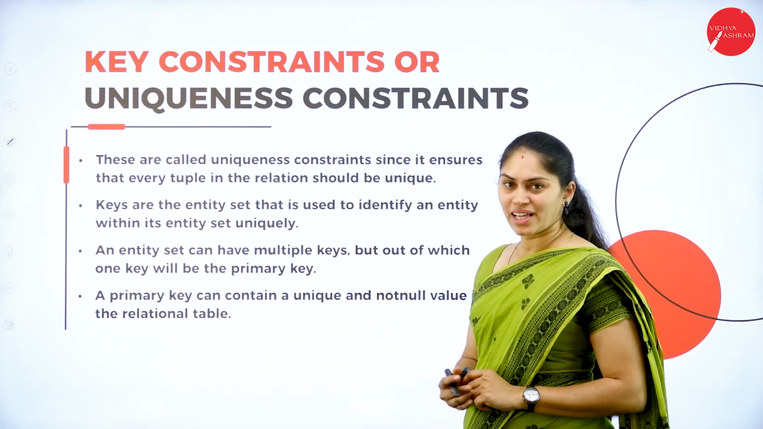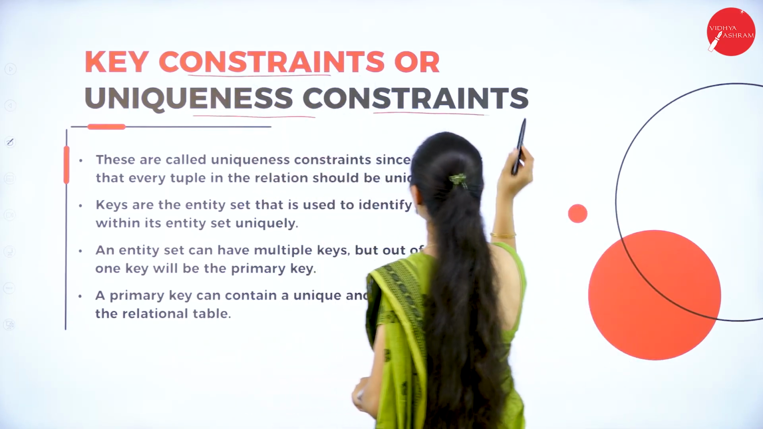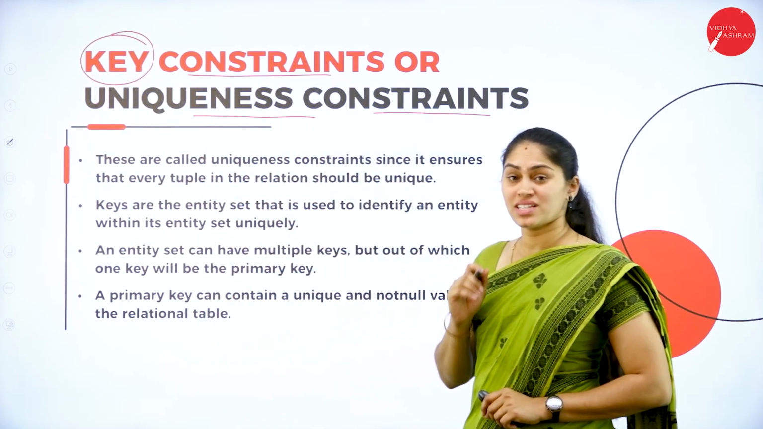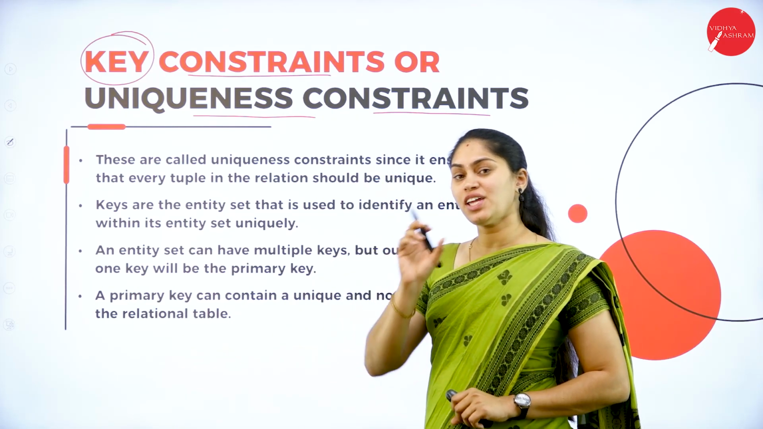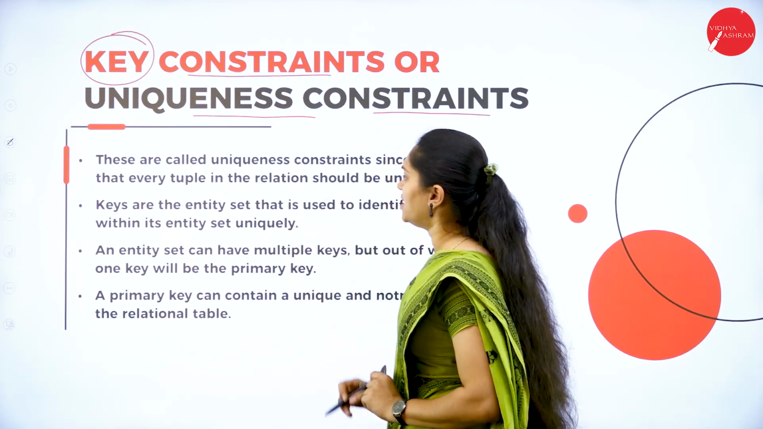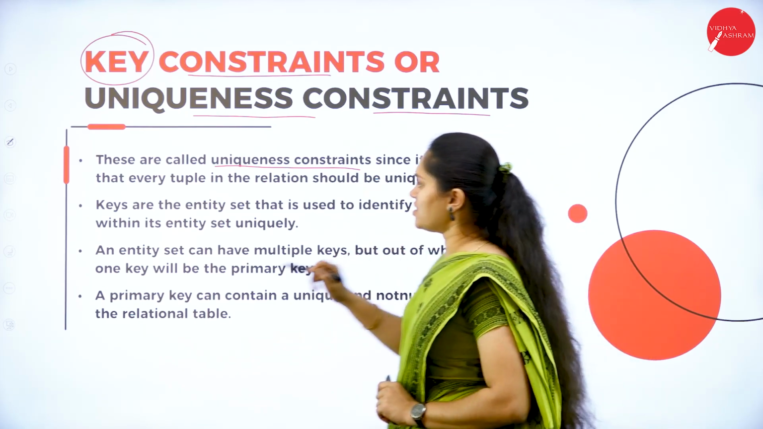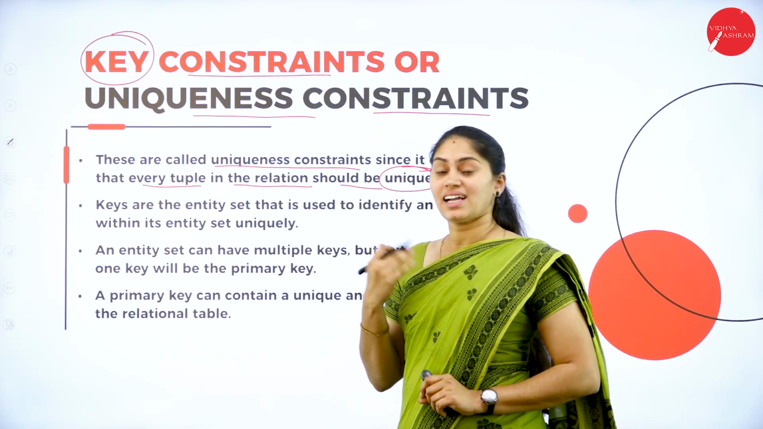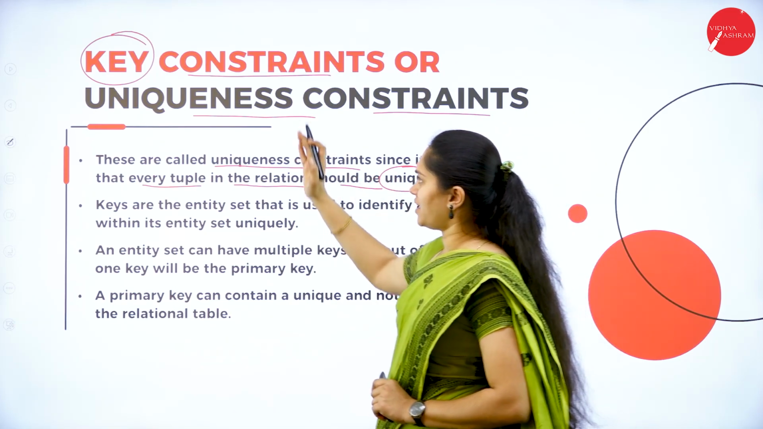Fine. Here you can see the second constraint, that is key constraints or uniqueness constraints. Already you know the meaning of key. It is a collection of attributes, or an attribute, which we use in order to find the uniqueness of a tuple. For that we have this key constraint. This is also considered a uniqueness constraint. Why? Because every tuple in the relation should be unique. So I can't have a duplication in the tuple. That represents the uniqueness constraint.